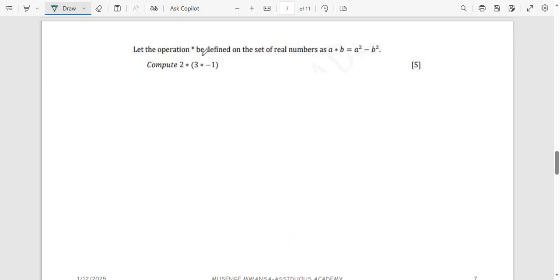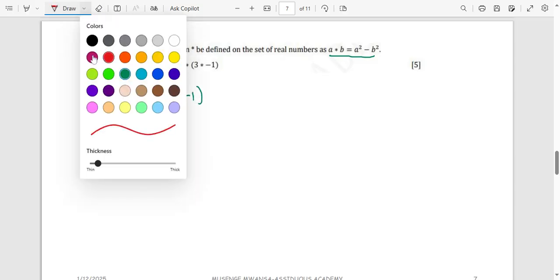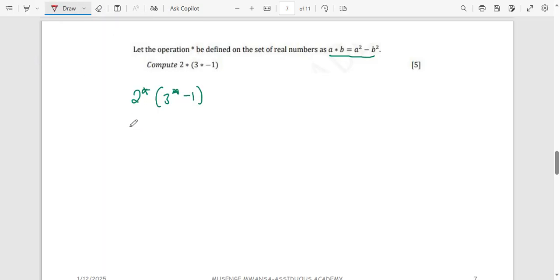Let the operation star be defined on the set of real numbers as a star b is equal to a squared minus b squared. You can see the operation a squared minus b squared. We want to compute 2 star 3 star negative 1. Again, remember I said that start with what is in the brackets. So I'll first write 2 star. I'll start with what is in the brackets first.